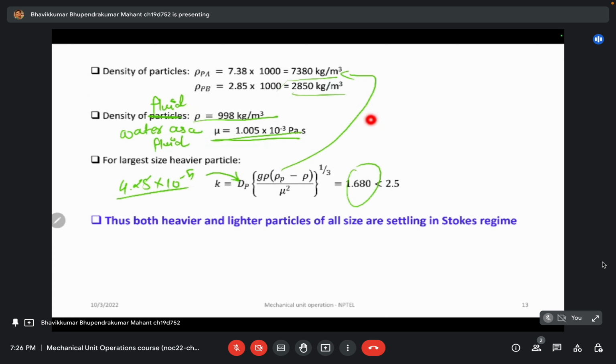That's why we can say that if our heaviest particle, which has a higher terminal velocity, comes under the Stokes regime, then the whole process, both heavier and lighter particles, comes under the Stokes regime. So this is a smaller understanding of our particle size distribution when particles are passing through the fluid.